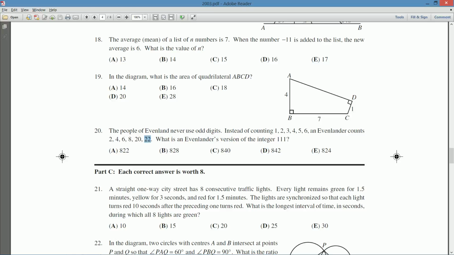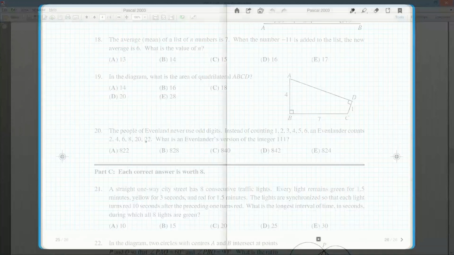Okay. What is an Evenlander's version of 111? Ooh, okay. Well, I would suspect there's probably some sort of pattern to working out what 111 should be. So what I'm going to do is write out more terms of the sequence and see what I can get.